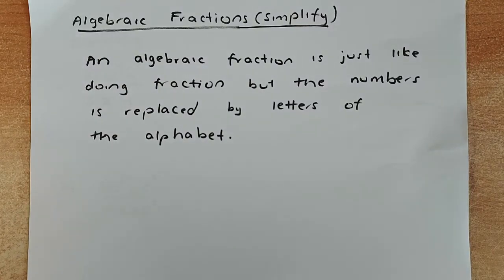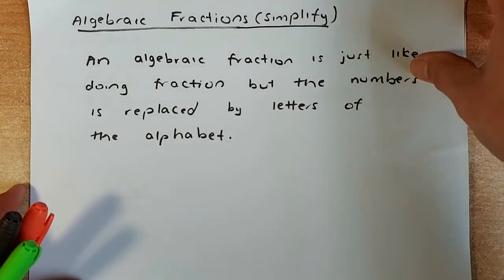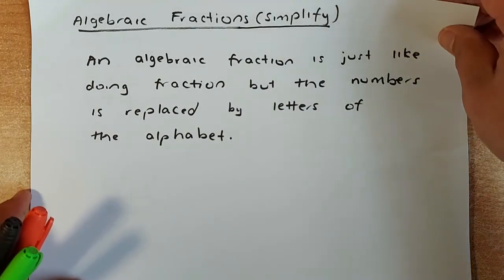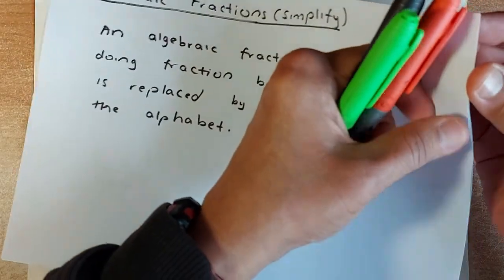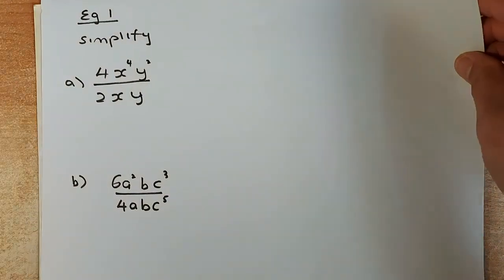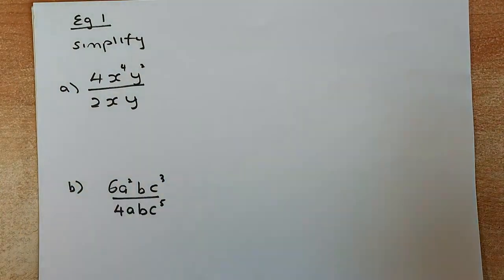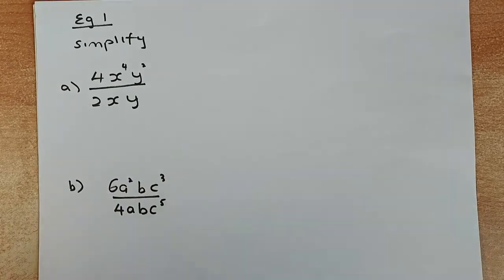Ong Math Lessons again. Today we are going to look at algebraic fractions, which is similar to doing fractions in the numbers section, but instead of just numbers, we are going to replace those numbers with the letters of the alphabet. We shall look at some of the algebraic fractions that we can simplify. So the first example, it can be found in year 9, year 10. We are going to simplify 4x to the power 4 y squared divided by 2xy.